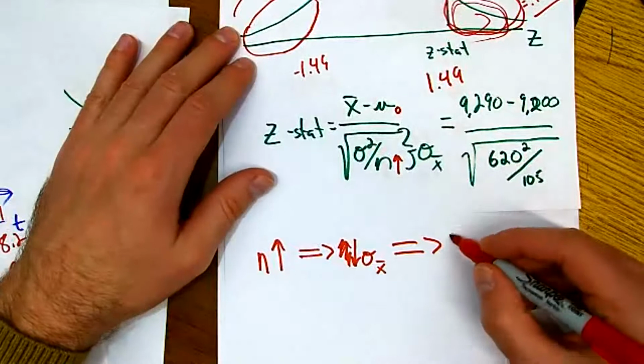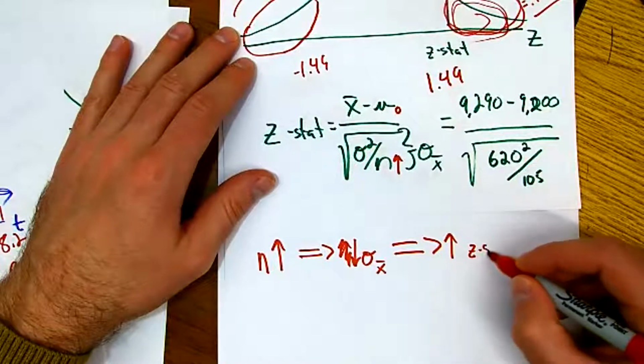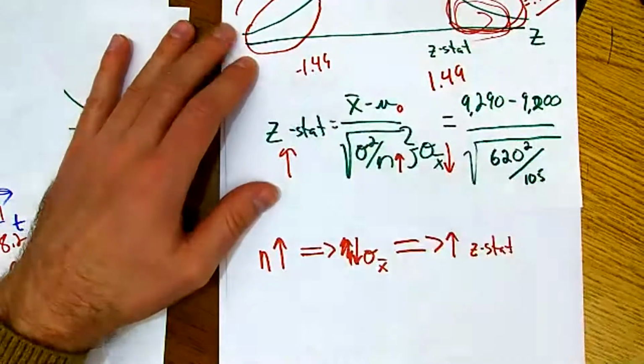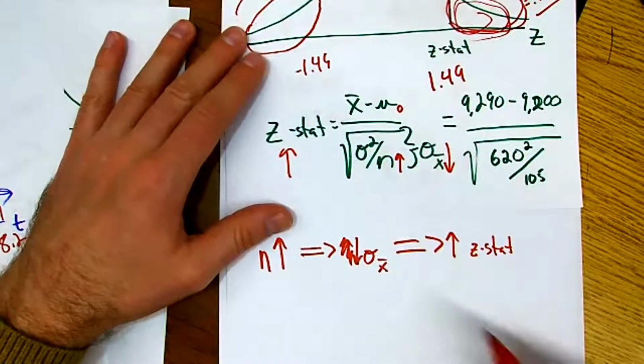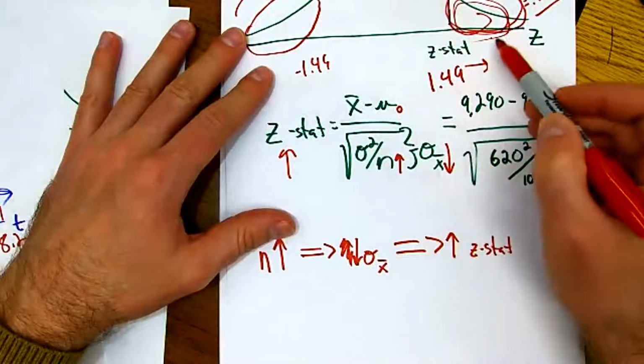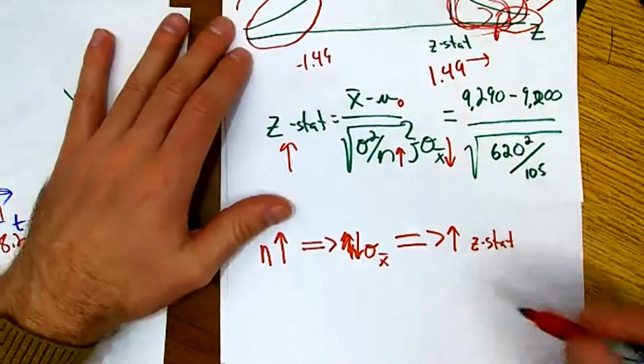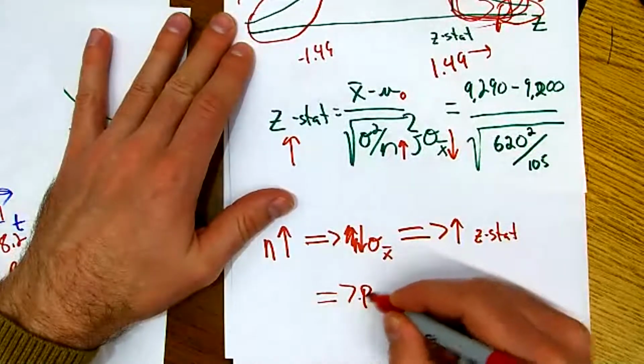So my test statistic has now increased. Okay. We said if my test statistic increases and is now out here, well, now the p-value, or the area that's more extreme than it, is going to go down.